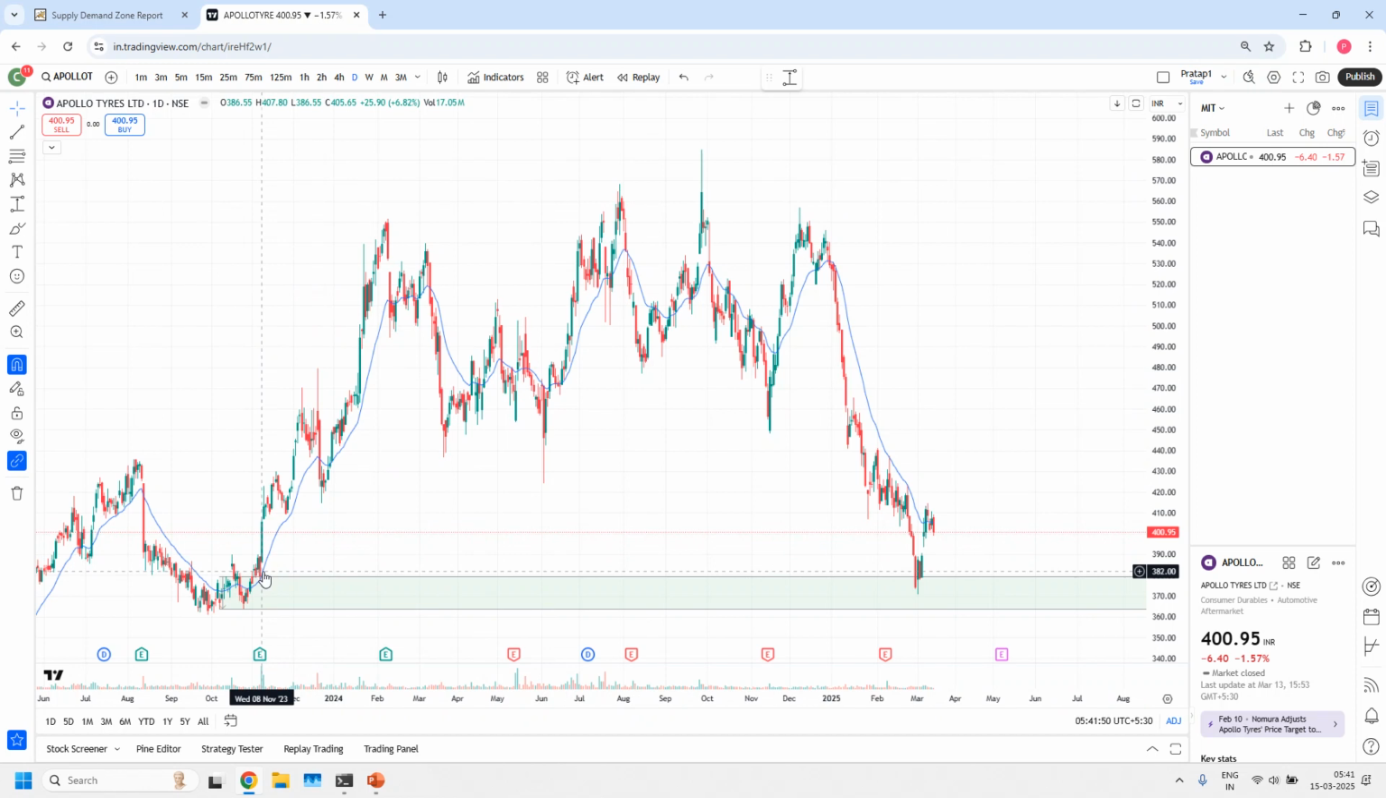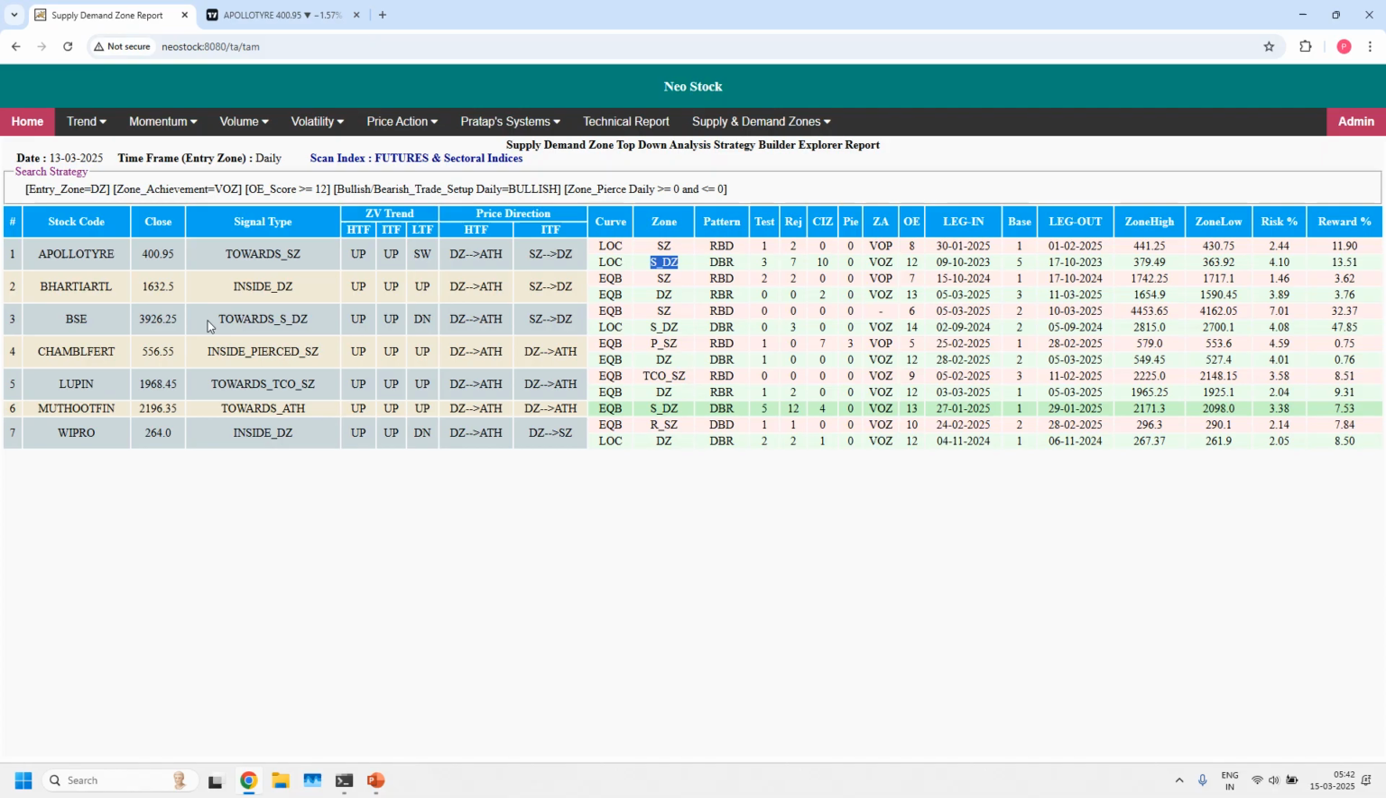My role here is to explain how to make use of the reports generated by the NeoStock software, supply demand zones. And finding entry, stop loss and target, you already learned in phase 1 training itself. If you have that skill, you can directly apply that skill and identify your entry, target and stop loss related levels. Okay, so this is the first stock. And targeting your supply zone, the daily supply zone also you can draw.